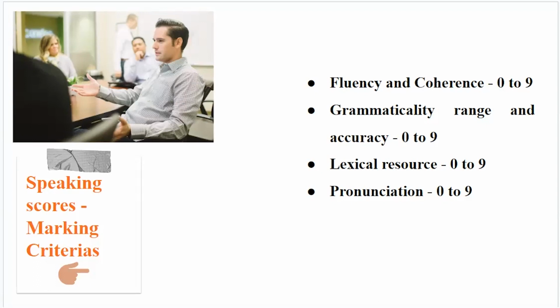Is there a connection between the words and sentences we frame while we answer? Are we able to answer them properly at the given time? These things matter. The second one is grammatical range and accuracy. It is also based upon the grammar and how correctly we use the sentences and words altogether. And the third one, lexical resource.